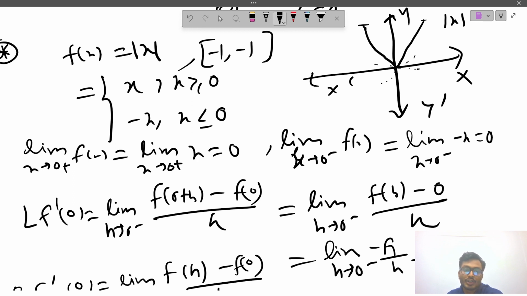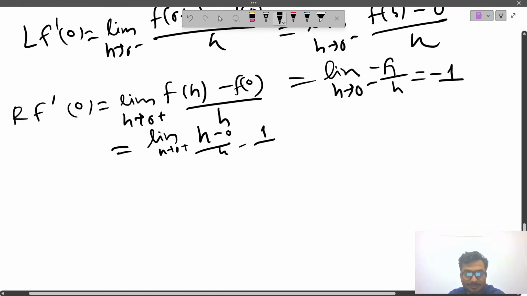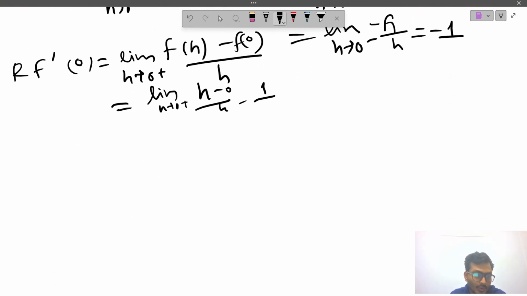Since it is not differentiable, Rolle's theorem is not applicable, and we cannot find some c where the tangent is parallel to the x-axis, right? So this is an example. One more example we are taking where Rolle's theorem is not satisfied.